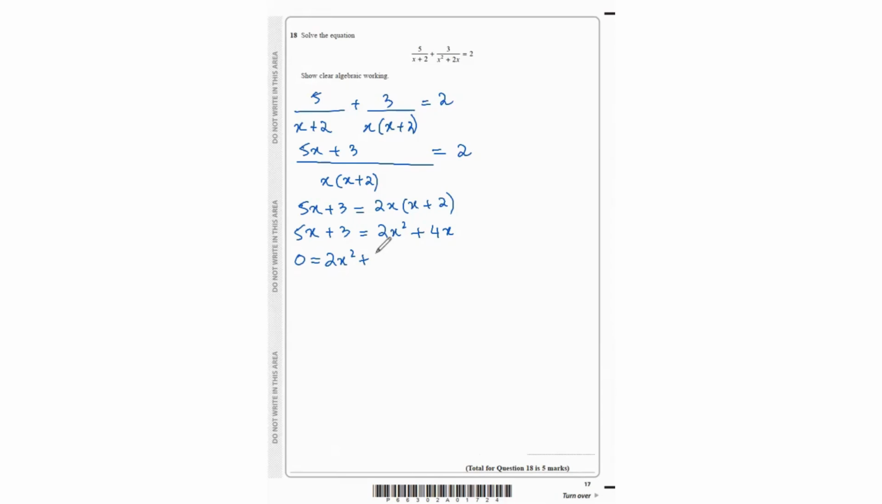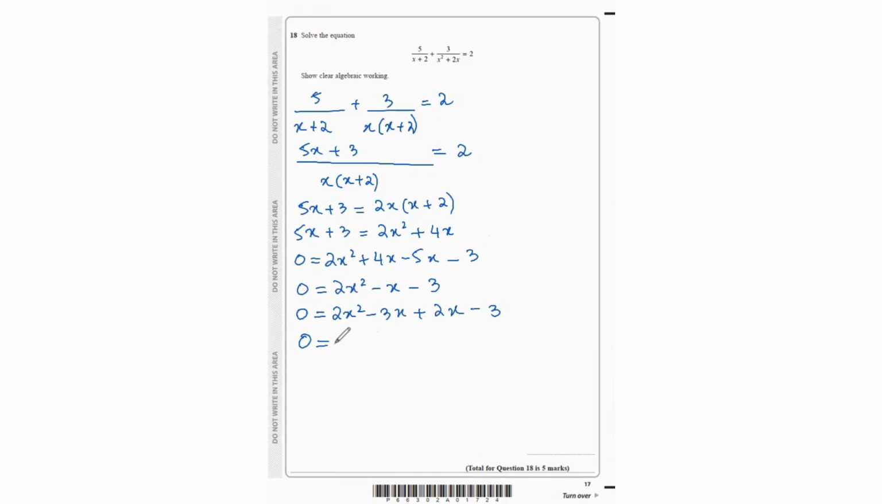2x squared plus 4x minus 5x plus 3. That's going to be 2x squared minus x plus 3. Factorize this quadratic equation. 2x squared minus 3x plus 2x. This is minus 3, sorry. Minus 3.